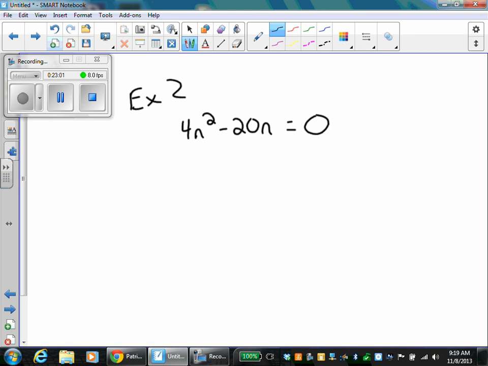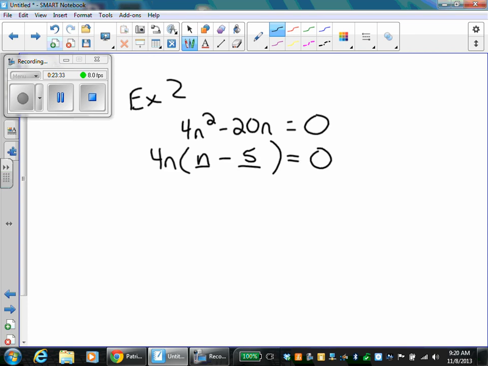How am I going to factor this one? First of all, is it equal to 0? If it's not equal to 0, you've got to make it equal. You've got to move it over, make it equal to 0 first. Okay? So I hear GCF on this one. Did everybody agree GCF? So what can I take out of it? 4n. And so I would have left, if I divide a 4 out and I divide an n out, I'm left with n minus 5.